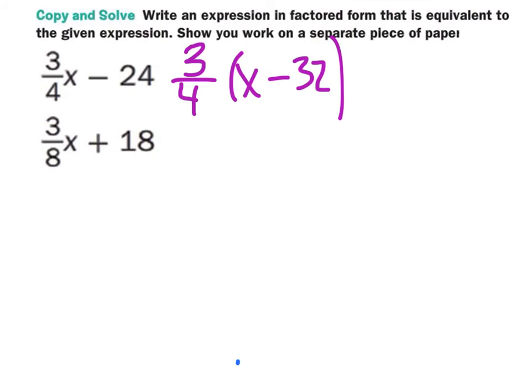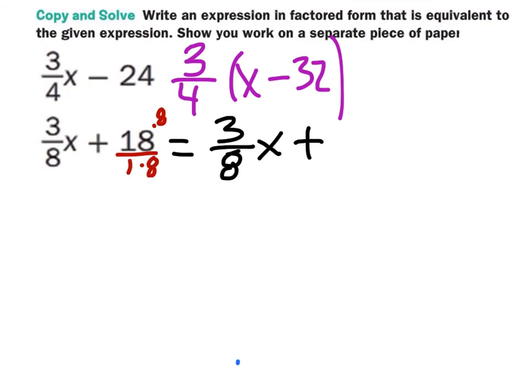What's the first thing we need? Common denominator. Very good. So this is going to equal, well, 3/8 x already has a denominator. Plus, well, we need 18 to have a common denominator, so we're going to multiply it by 8 in this case. It's over 1 times 8. 18 times 8. Big one. Wow, that was fast. Good job. 144 over 8.